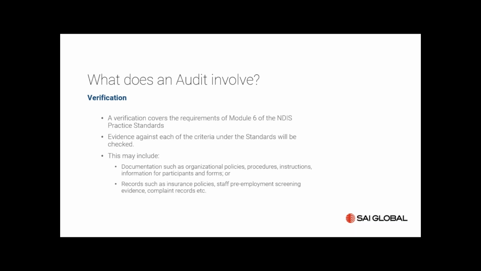Now, evidence can include documentation such as organisations, policies, procedures, any work instructions you have, any forms or information that you provide to participants. Evidence also needs to include records such as insurance policies, staff pre-employment screening records such as police check evidence, records of complaints, and anything else that you want to submit that shows how you comply against Module 6, the verification module.